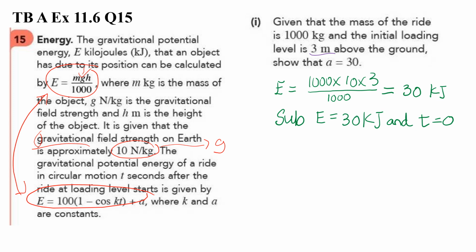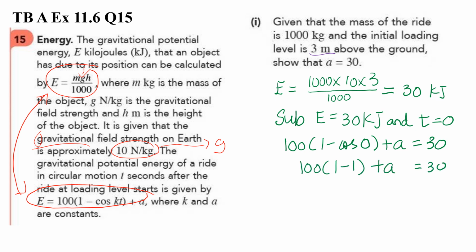So just now we said both E, the upper E and the lower E, are the same. So now we can substitute into the lower E. All right, so we do some manipulation. Of course, cos 0 is 1. By now we should know that. Then you can find A is 30. So part I is just to test whether you recognize that the upper E is the same as the lower E.